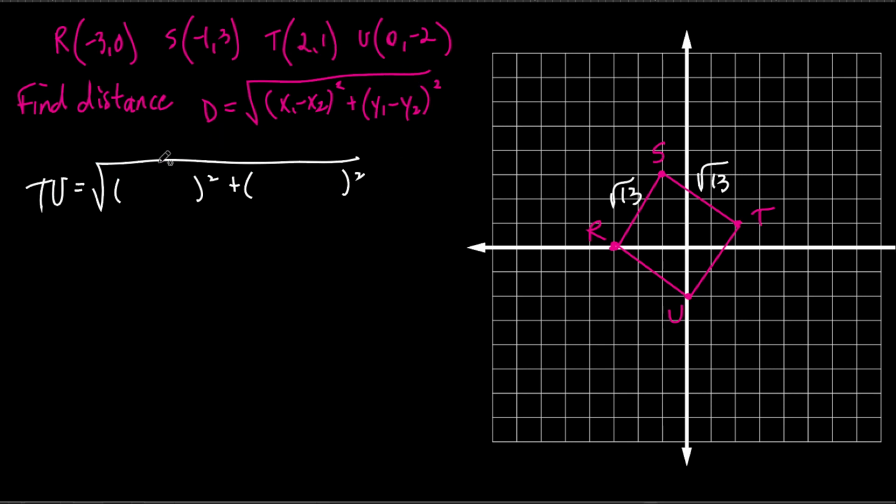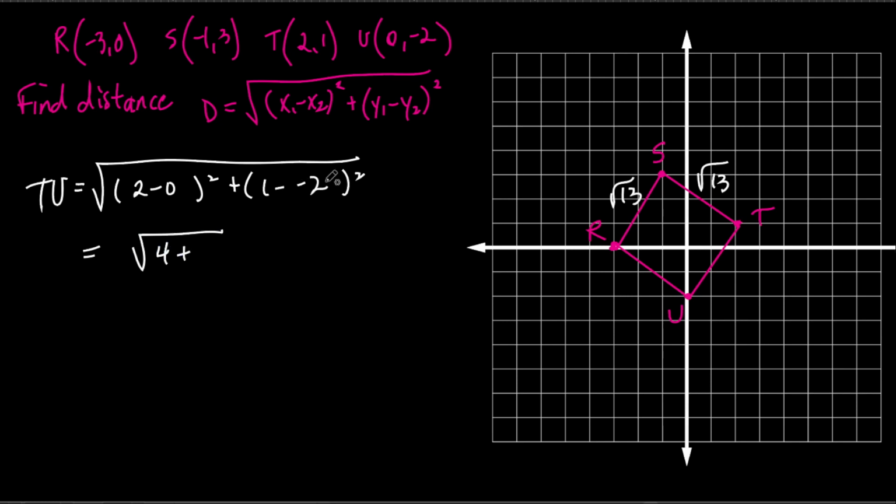Subtract the x's from each other. That's 2 minus 0. Subtract the y's from each other. That's 1 minus -2. It's important that you understand that that's not just a 2, it's a -2, and you are subtracting it. Okay? Here we go. 2 minus 0 is 2. Squared is 4. Look familiar?